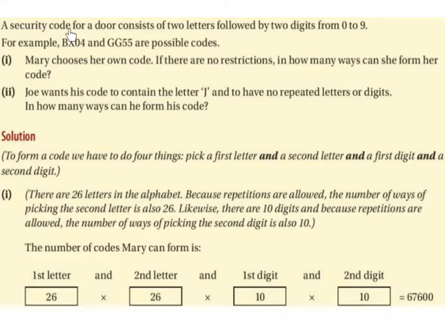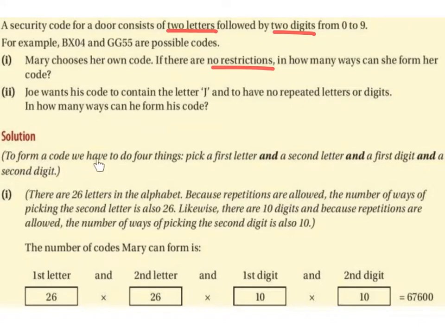A security code for a door consists of 2 letters followed by 2 digits from 0 to 9. For example, BX04 and GG55 are possible codes. Part 1. Mary chooses her own code. If there are no restrictions, in how many ways can she form her code?